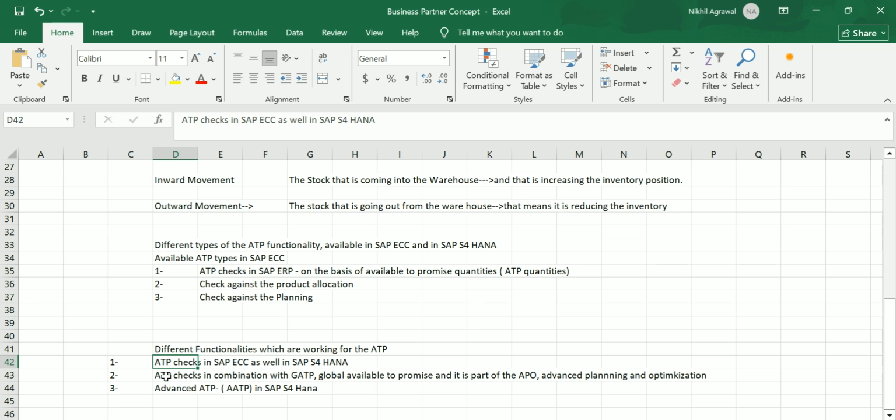And the first one, ATP checks in SAP ECC, is embedded in the SAP application. It's not a separate box. It's not a different tool that is connected with SAP ECC. It is embedded in SAP ECC. And if we talk about the third one, AATP, in a very similar fashion, the way ATP is embedded in SAP ECC, AATP is embedded in our SAP S4 HANA. That is the advanced available to promise concept. We will see the complete configuration of ATP and the complete configuration of SAP AATP, both.